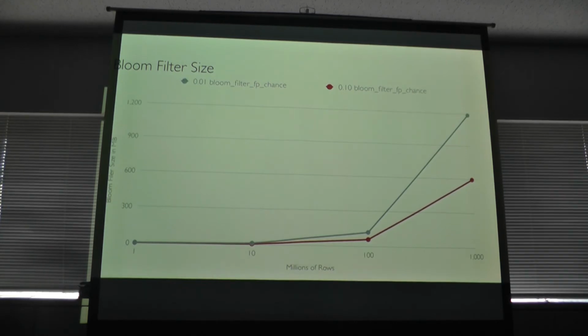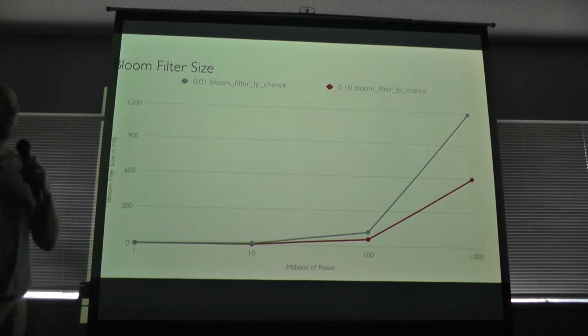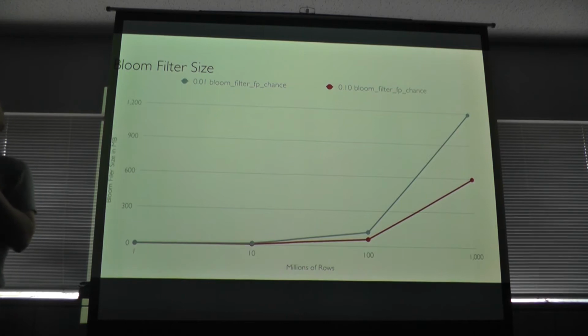Now, the bloom filter FP chance has two different defaults depending on the compaction strategy that you're using. If you're using the size-tiered compaction strategy, the default is 0.01 or 1%. If you're using the level compaction strategy, the default is 0.10 or 10%.